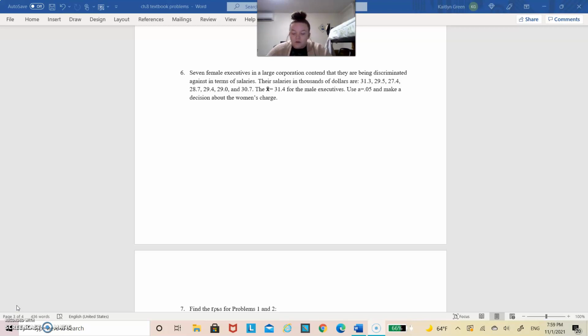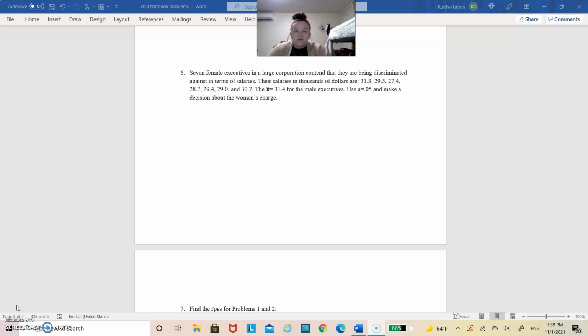We know that the female X bar is going to be 29.429, or 29.4 if you want to round it. We know this because we added up all their salaries and then divided by 7. And then we have to find the standard deviation, which I got was 1.288, or 1.30 if you want to go ahead and round.